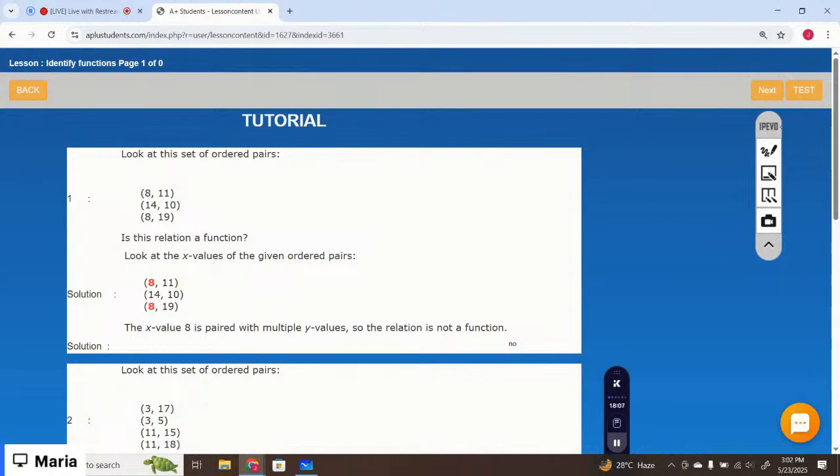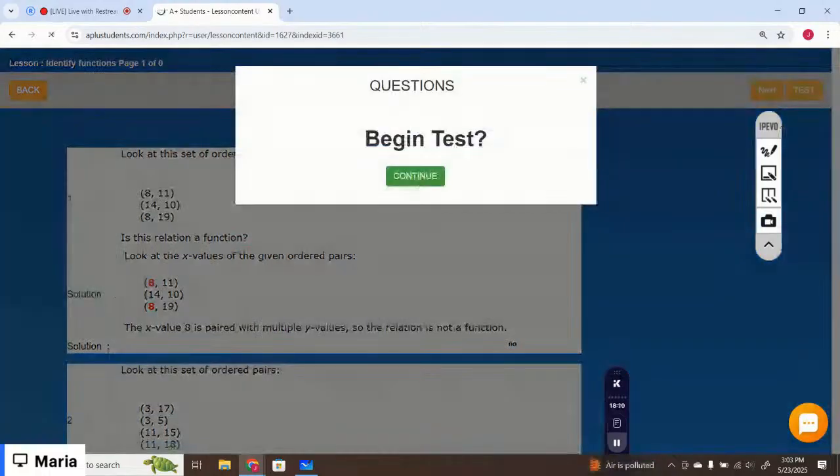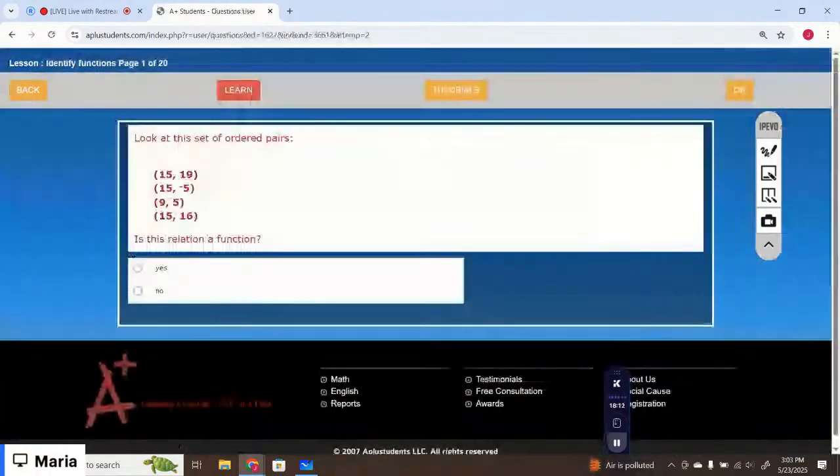Let's start with the test questions. Look at this set of ordered pairs. Is this a function? The correct option is no, that is not a function. This relation is not a function. You can see the x value 15 has three different y values, so that is not a function.